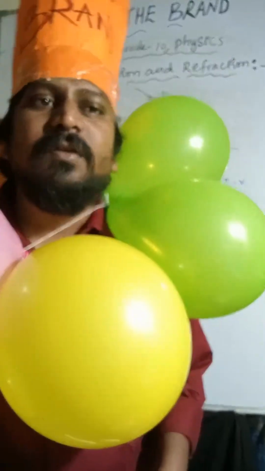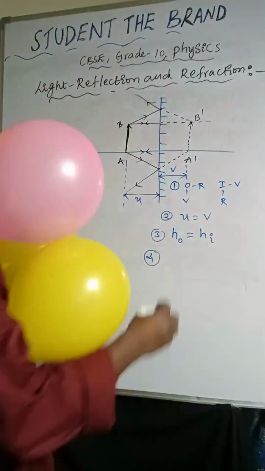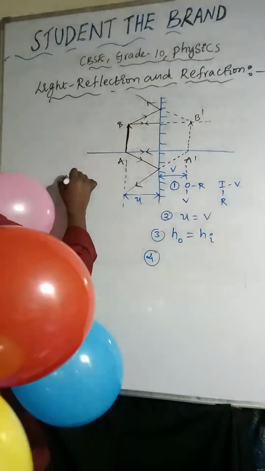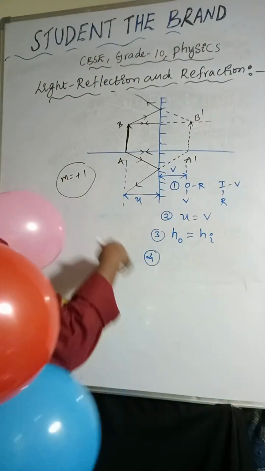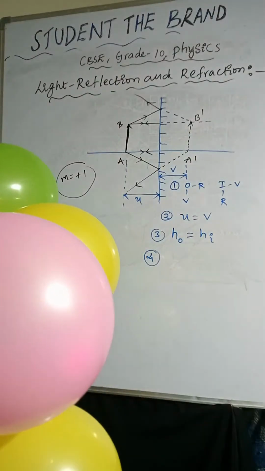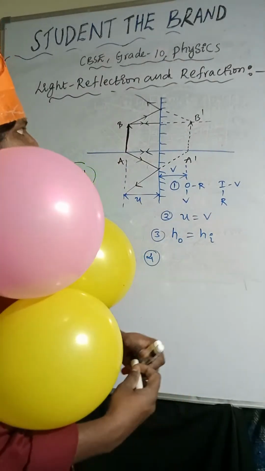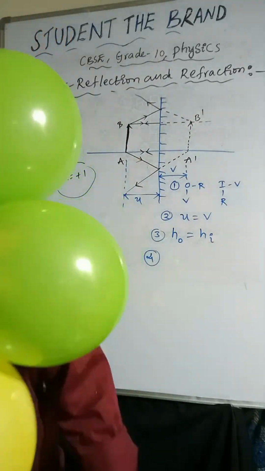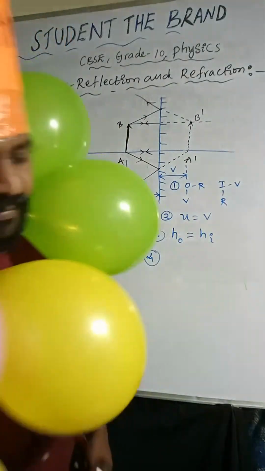So m is equal to +1. Okay, so you are taking m as +1, so height of the image by height of the object is equal to +1. So that is about it. Now we'll go to the plane mirrors.